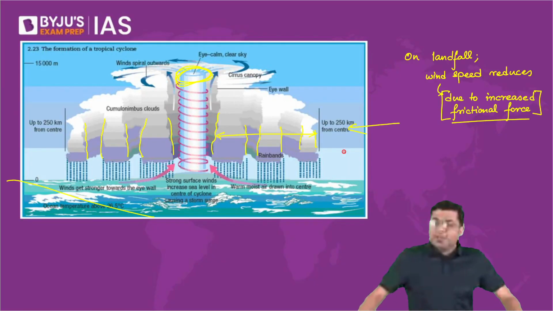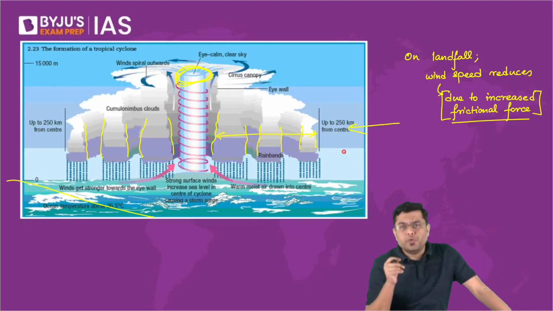Now, whenever this cyclonic event happens, you will always associate it with significant coastal flooding. Coastal flooding is commonly found in that. Now, why is it that the coastlines get flooded whenever you have a cyclone? That has to do with the wind movement.